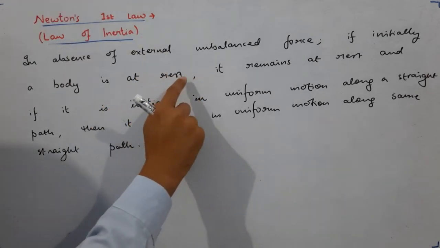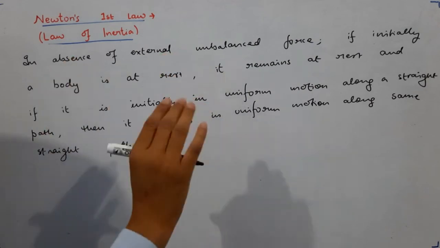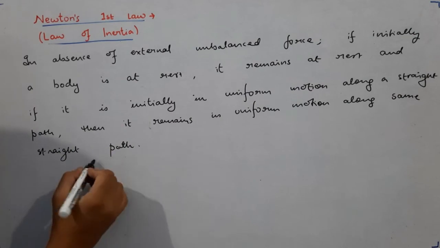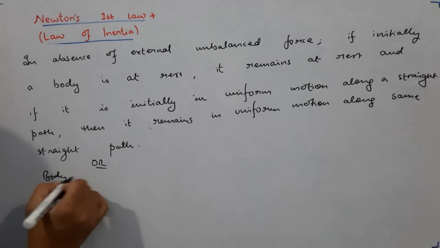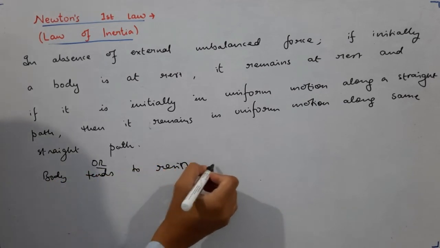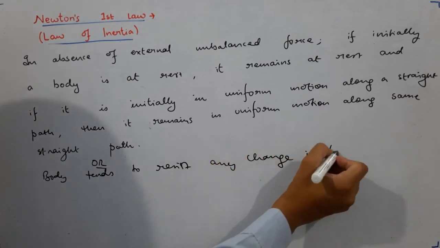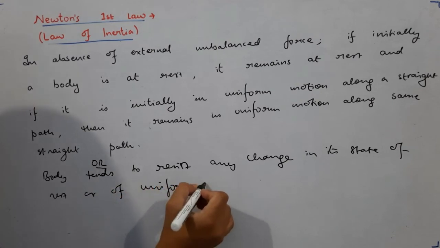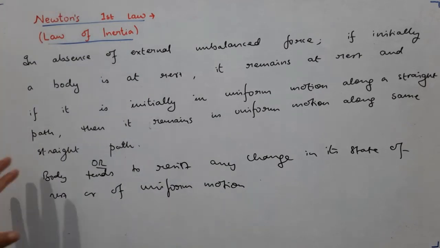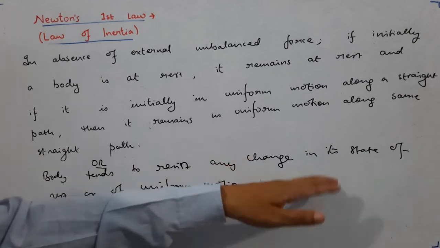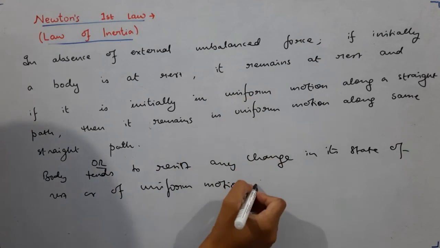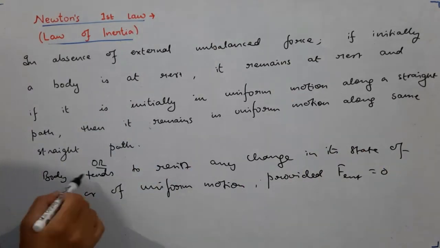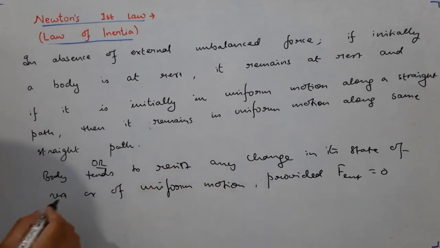What does it mean? If it is at rest, it does not want to come into motion in absence of force. And if it is in uniform motion initially, it does not want to change its uniform motion. That means the body resists. So in other words, any body tends to resist any change in its state of rest or of uniform motion. Understand the meaning of this statement? All bodies tend to resist, meaning to oppose any change in their state of rest or in their state of uniform motion, provided that the net external force on the body is 0. This tendency of bodies to resist any change in their state of rest or motion is called inertia.